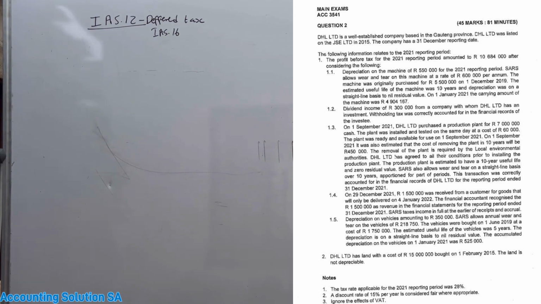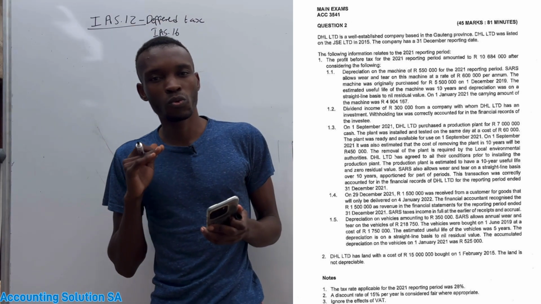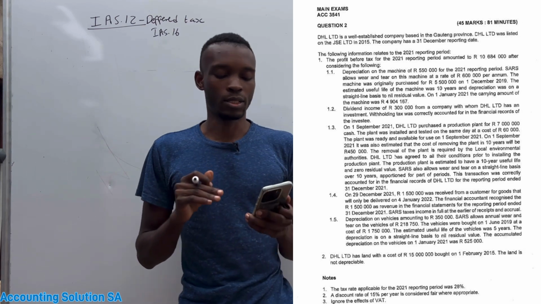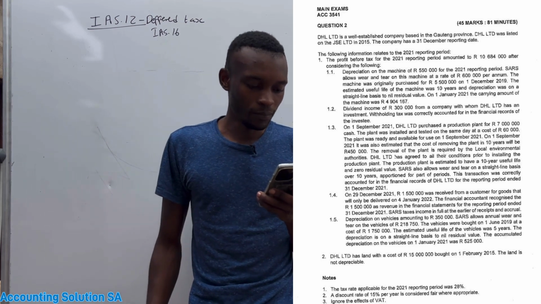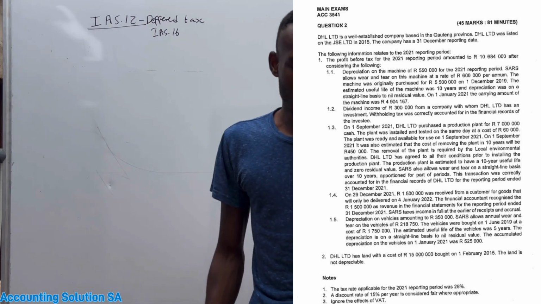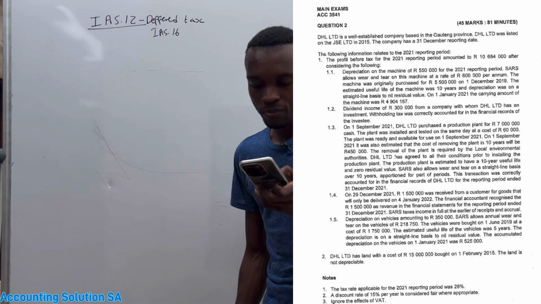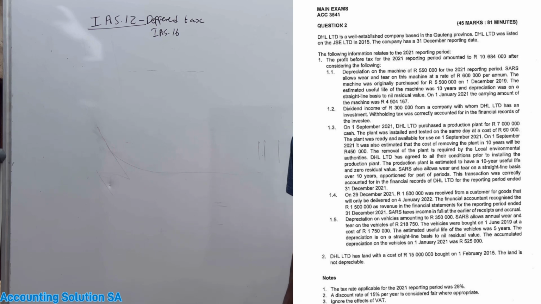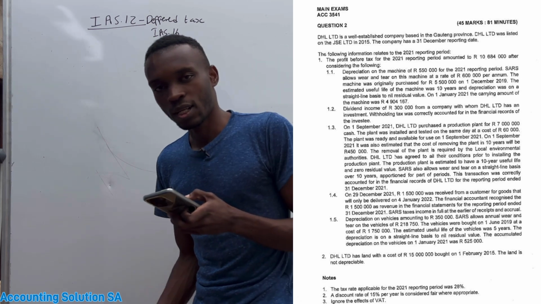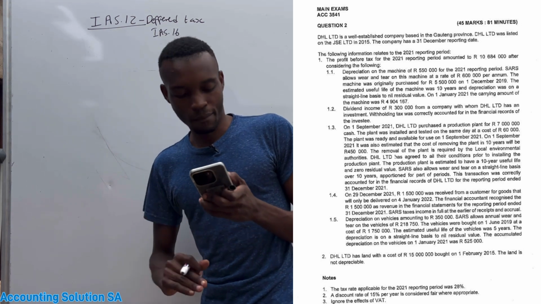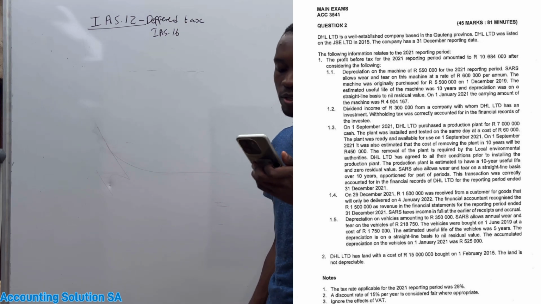Okay, now let's start with our question. In this question paper we are going to do journal entries or general journals. They say DHL Ltd is a well-established company based in Gauteng province, and DHL Ltd was listed on the JSE in 2015. The company has a 31 December reporting date, so every year end is 31 December. The following information relates to the 2021 reporting period.